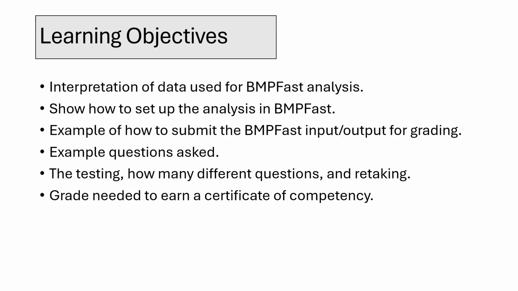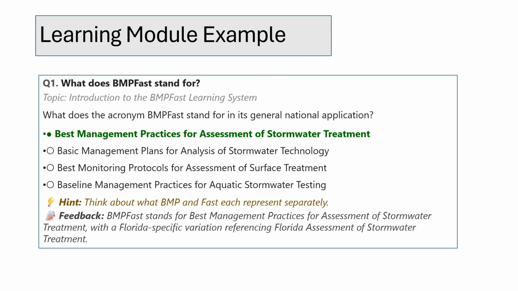We'll cover the structure of the test itself, including how many questions are asked, how retakes work, and what grade you need to earn your certificate of competency. The exam is designed to assess both your ability to use the BMPFast software and your broader understanding of stormwater management for water quality protection, specifically the annual removal of total nitrogen and total phosphorus mass. Let's start by walking through some example questions from the learning module quizzes.